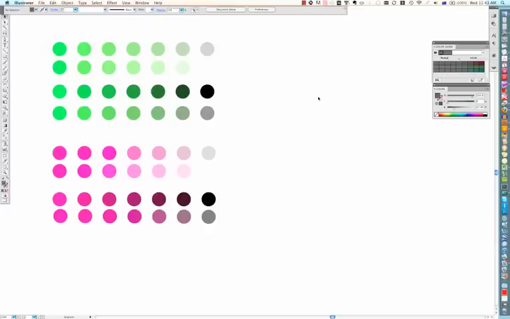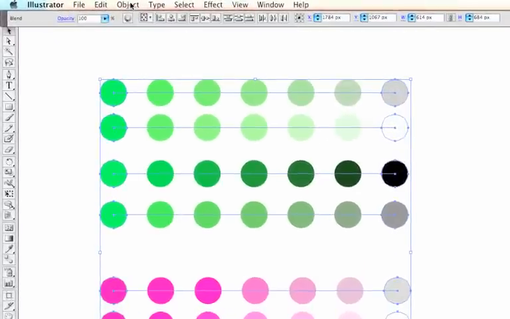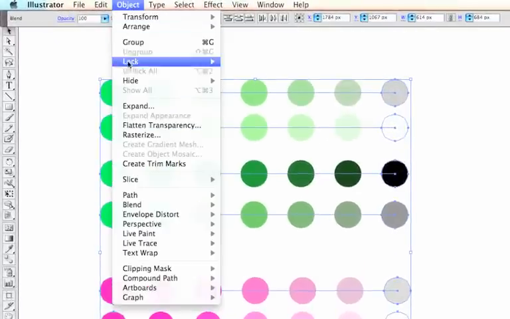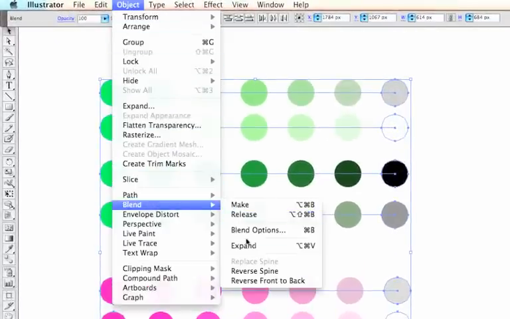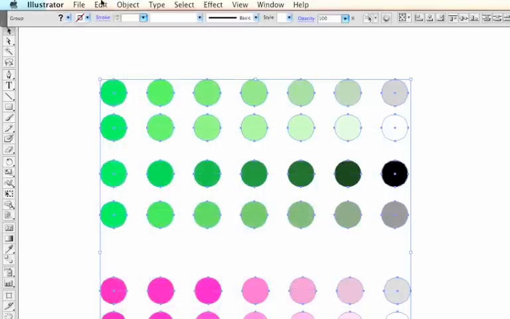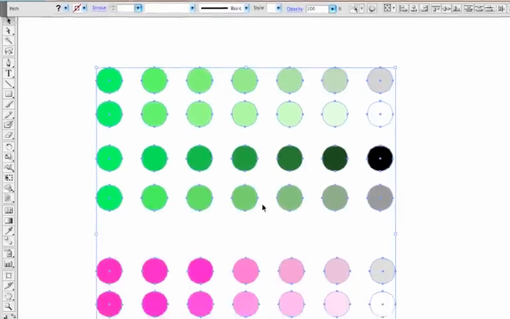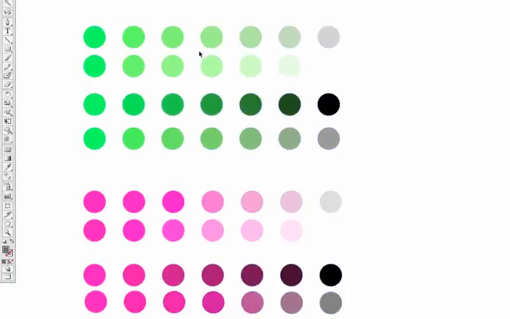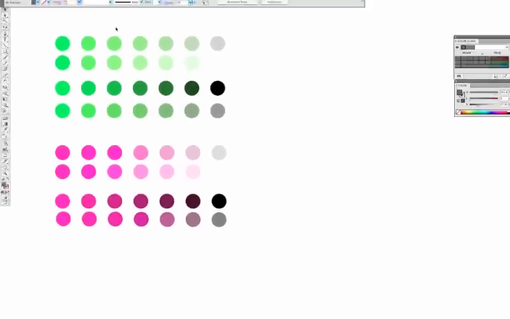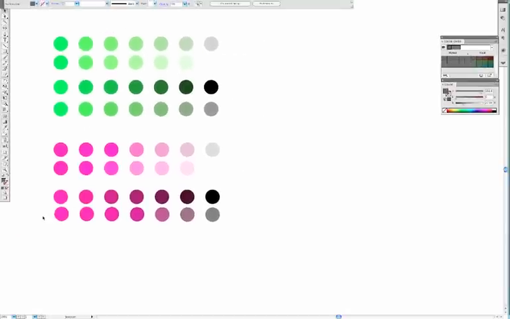Okay, in this video I'm going to look at creating color contrasts using the complementary color harmony. And in the last video I made this palette here, so I'm just going to go ahead and expand these blends and then ungroup them so that I can move the swatches around a little bit. Now let's just take a look at the color contrast that we need to create for this particular assignment.